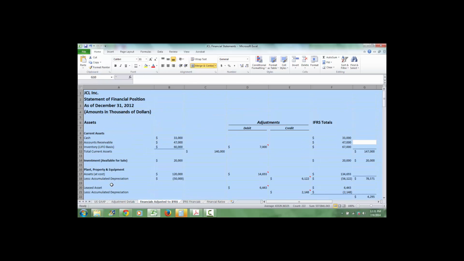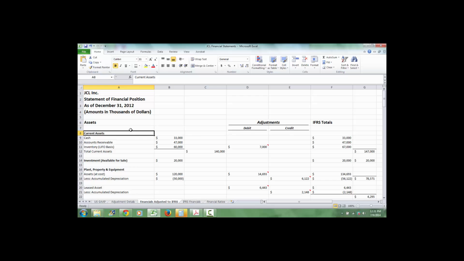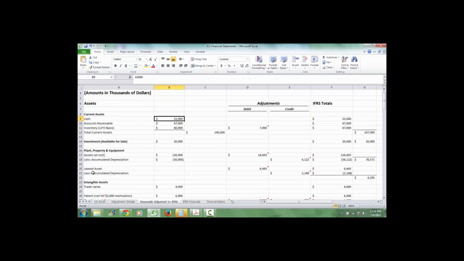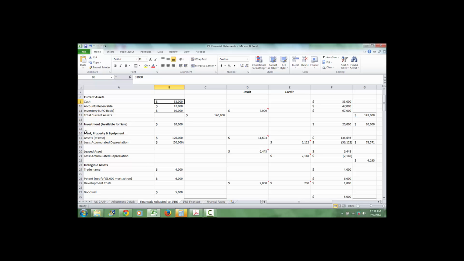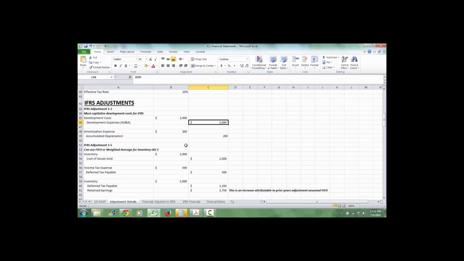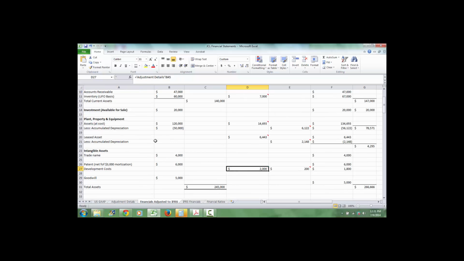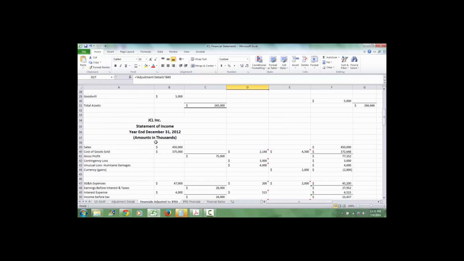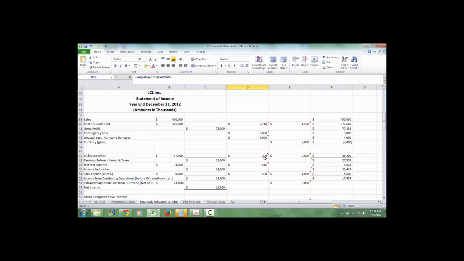So I'm going to take you to the financial statements. I started with GAAP, and then I made adjustment columns. So the very first thing is we're going to actually add an asset here, and it's called development costs. And we're going to debit that adjustment, 2 million. And we're going to credit development expenses, which is part of SG&A, selling, general, and admin expenses on the income statement, and so we're going to subtract the $2 million from there.